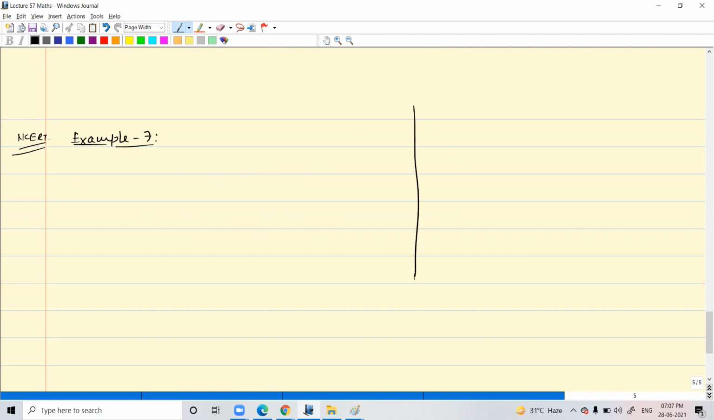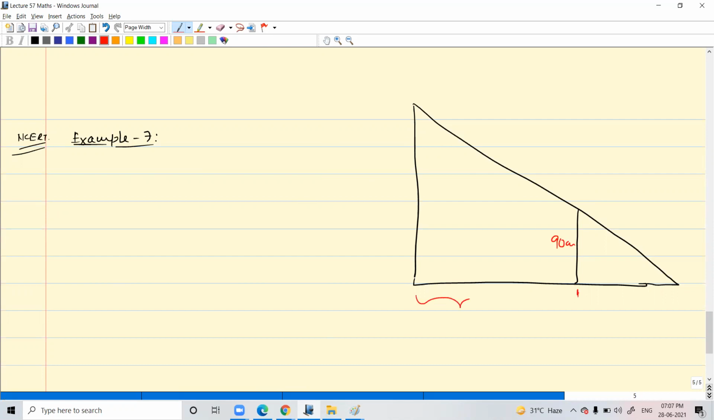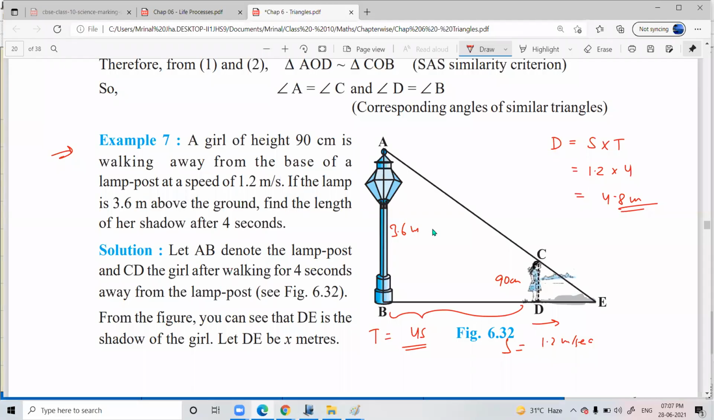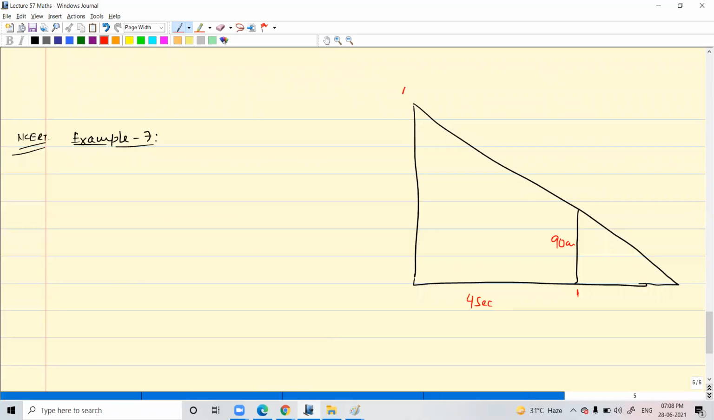If somebody is walking with some speed, so there is a lamppost, there is a girl who's walking away, and there is some shadow. Let's say this is my girl, 90 centimeter. You're considering the position when she has walked for a duration of 4 seconds, and then she has reached this point. Let's name them A, B, C, D, and E. AB is the lamppost, CD is the girl, and DE is the length of the shadow.